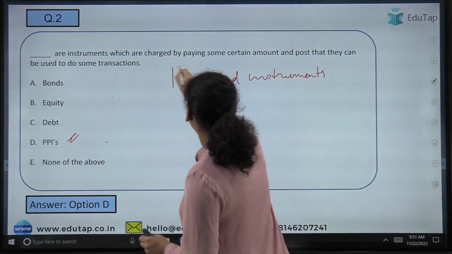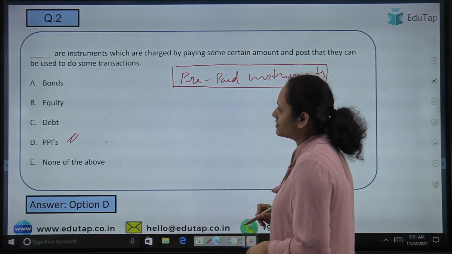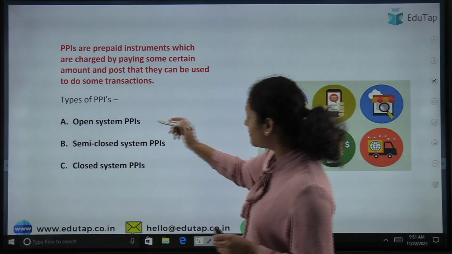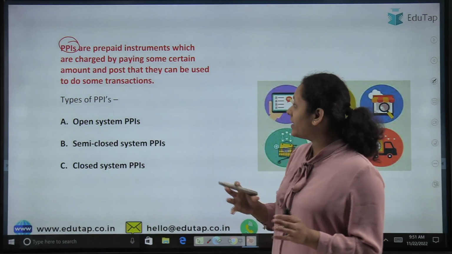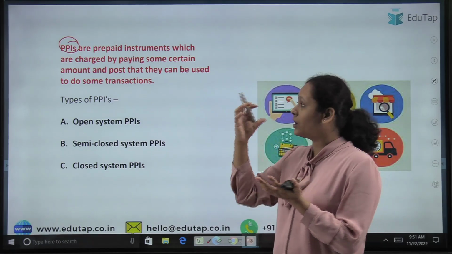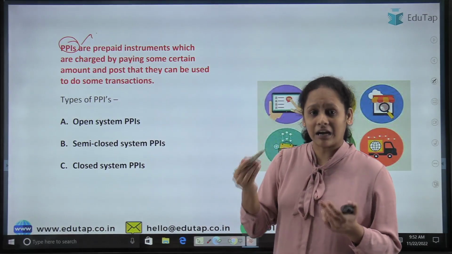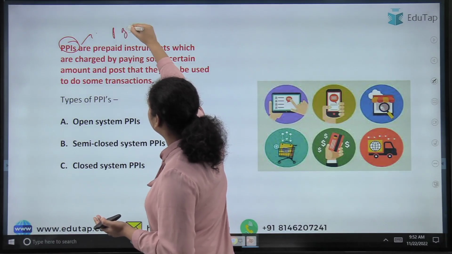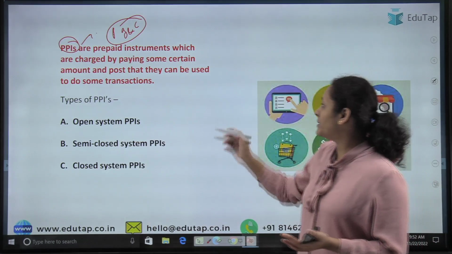So what do you mean by prepaid instrument? Let us understand what a PPI is. PPIs or prepaid instruments are those instruments wherein you have to pay the amount, or you have to put the amount in these PPIs, and eventually after that you can use this in the purchase of goods and services and other services. So which is the best example of PPI?